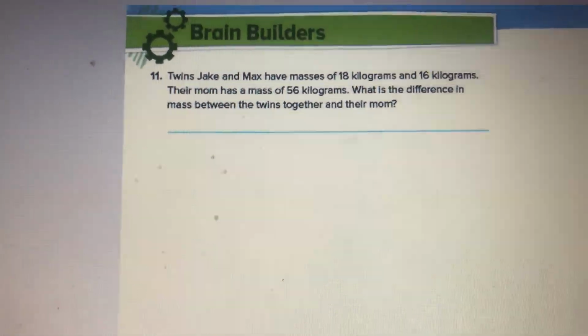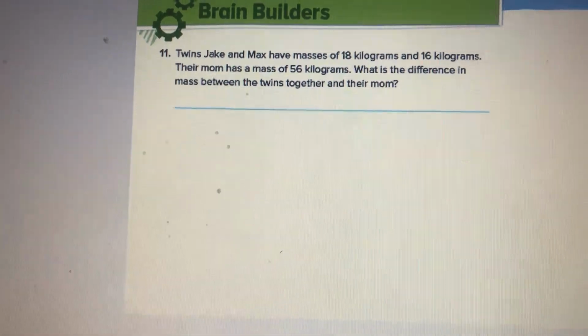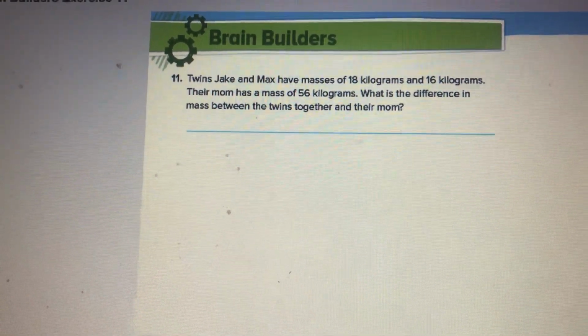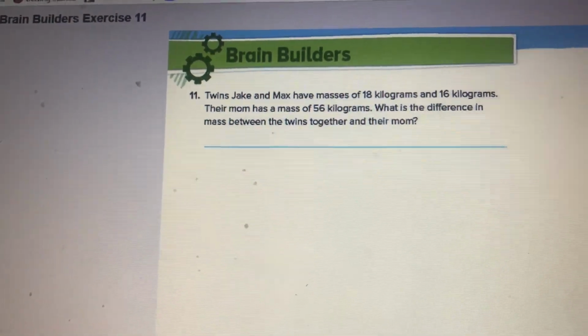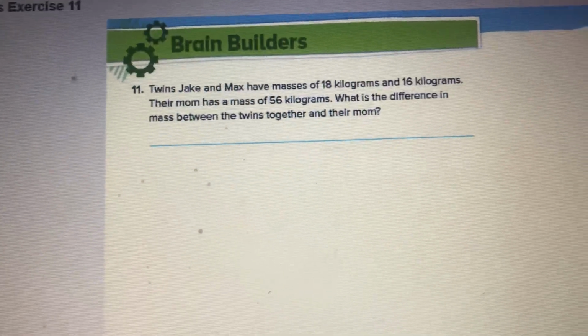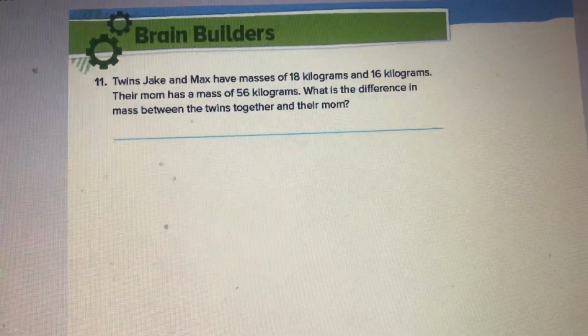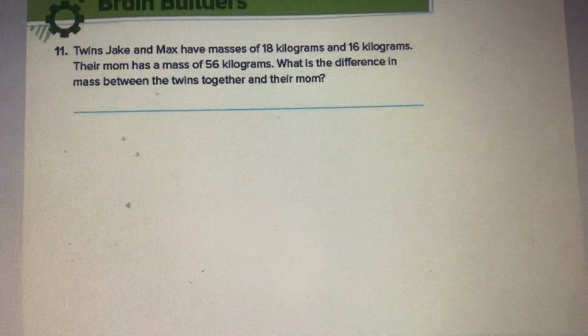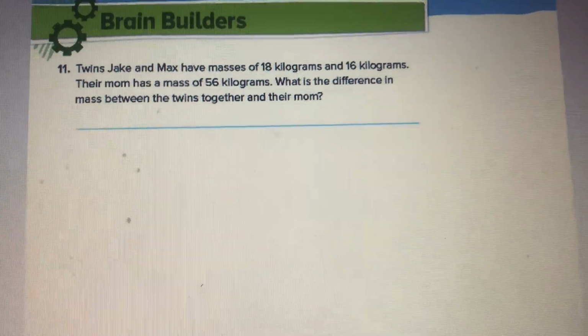Twins, Jake and Max, have masses of 18 kilograms and 16 kilograms. Their mom has a mass of 56 kilograms. What's the difference in mass between the twins together and their mom? Okay, on this one you have to do 2 things here. You have to add 18 plus 16. Go ahead and do that on the side. And then when you get your answer, you have to take 56 minus that answer and see what you get.